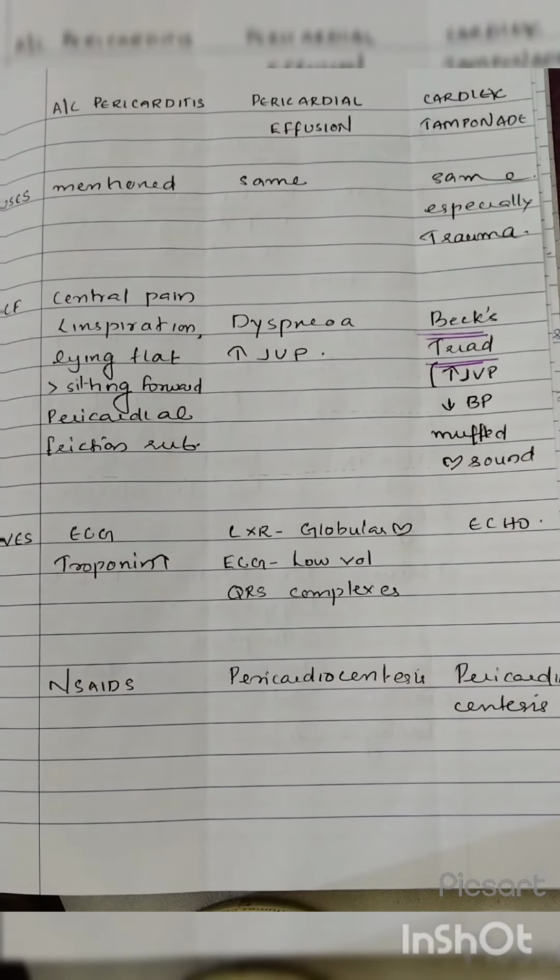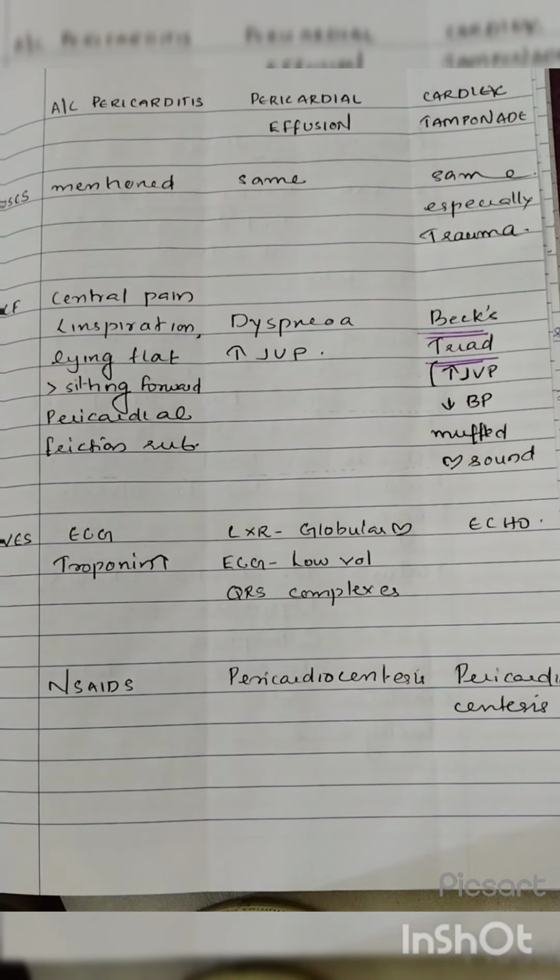Now the main features of acute pericarditis, pericardial effusion and cardiac tamponade. Causes we already discussed. Clinical features, in acute pericarditis, it is mainly central pain, aggravation on inspiration, lying flat, and amelioration on sitting forward. There will be pericardial friction rub. And for pericardial effusion, the main symptoms will be dyspnea and increased JVP.